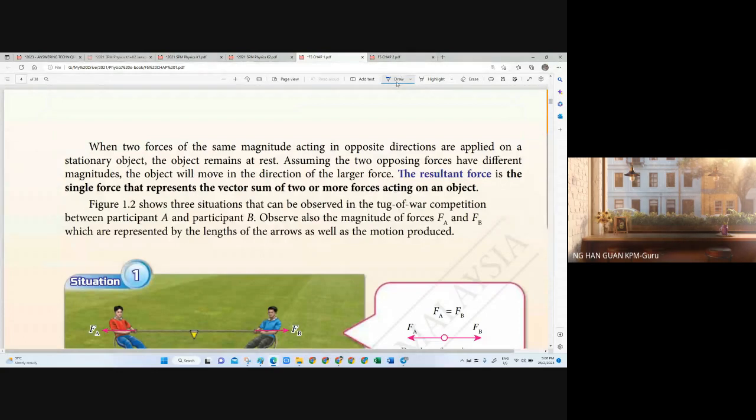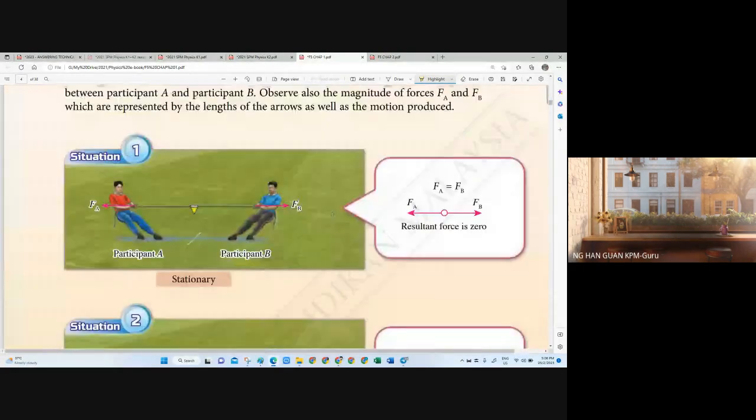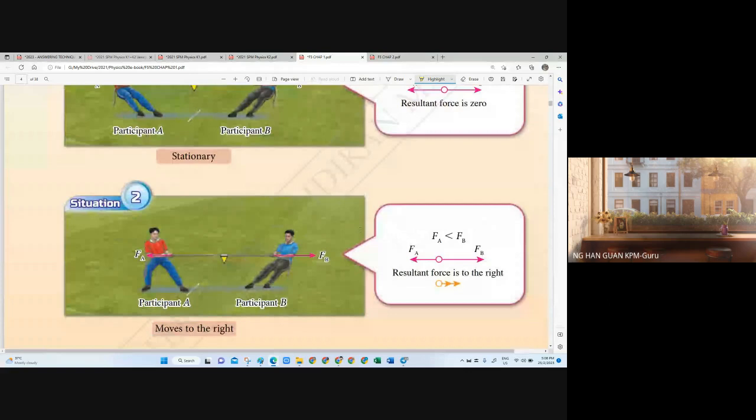When we find the solution, all the forces acting on the object are represented by a single force. That single force we call the resultant force, as the meaning is given here. Make sure you know the definition: the resultant force is a single force that represents the vector sum of two or more forces acting on the object. We start from the very basics for the discussion.